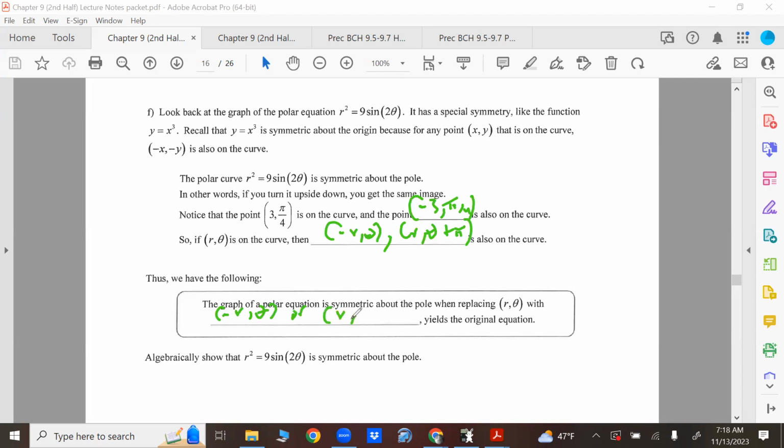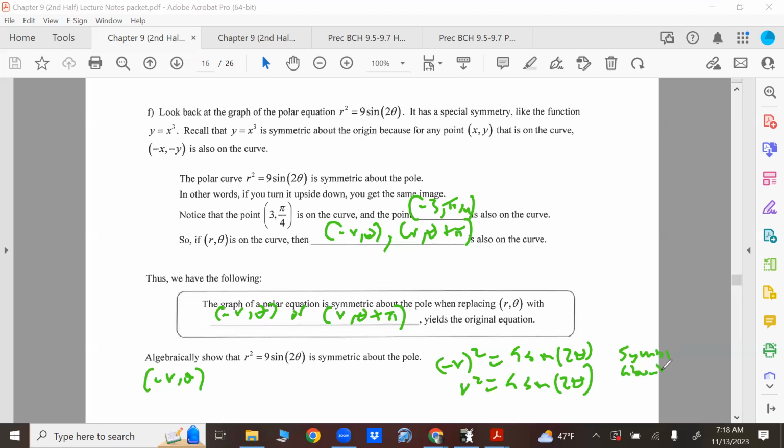We're symmetric about the pole, just like how, for rectangular coordinates, you're symmetric about the origin. And to show that algebraically, we'll try (-r, theta). So if you replace r with negative r, you wind up getting the same thing, right? To get back to the original. So that implies you're symmetric about the pole when that happens.